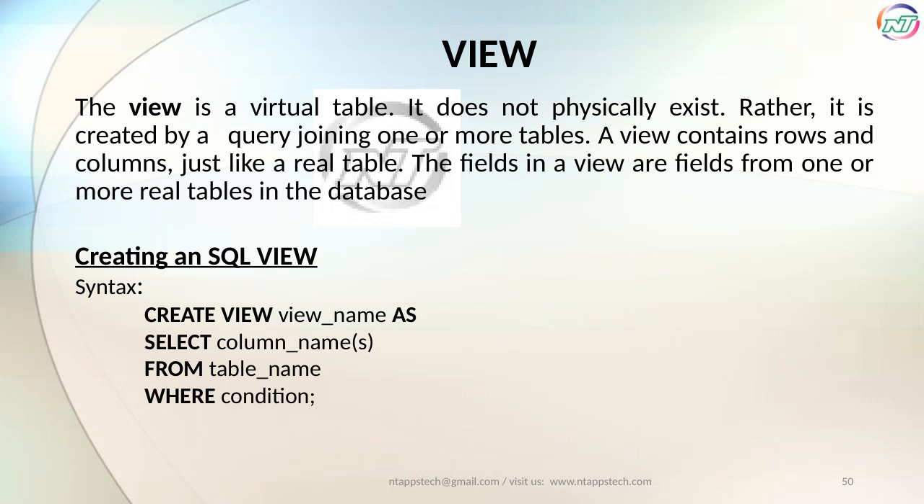A view in a database acts like a virtual table that doesn't physically store data but is created by running a query that joins one or more real tables. It looks and behaves like a regular table with rows and columns, but the fields actually come from the underlying tables in the database. To create a view, we use the create view statement followed by the view name, and then define the columns and conditions using a select query. This allows us to simplify complex queries by encapsulating them into a single object that can be referenced like a table, making data management and retrieval more efficient.